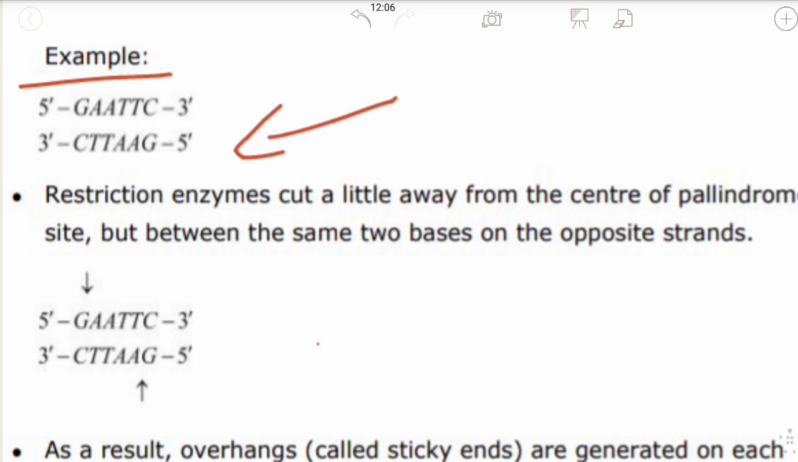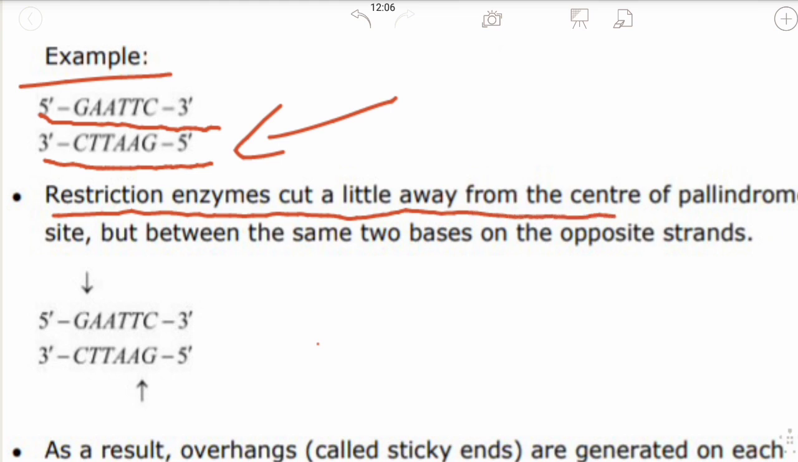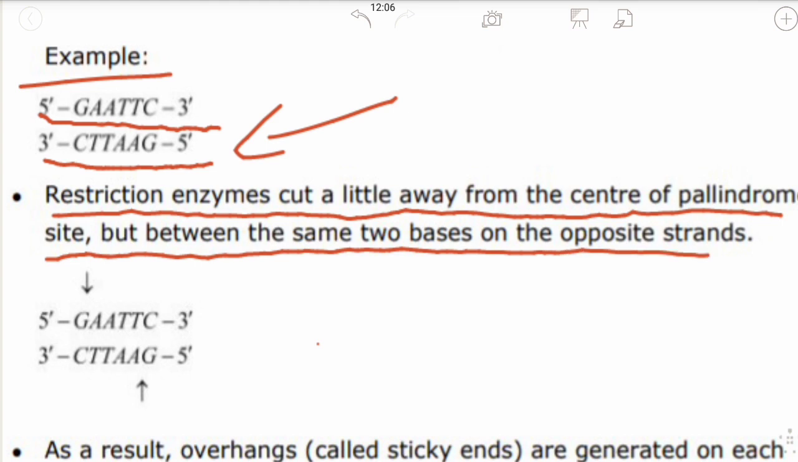So, 5 dash GAATTC 3 dash, and 3 dash CTTAAG 5 dash. When we read from backwards as well as forward, we get the same word. This is an example of palindromic sequences. So, restriction enzymes cut a little away from the center of the palindrome site, but between the same two bases on the opposite strands. This concept we'll understand with the help of a diagram.